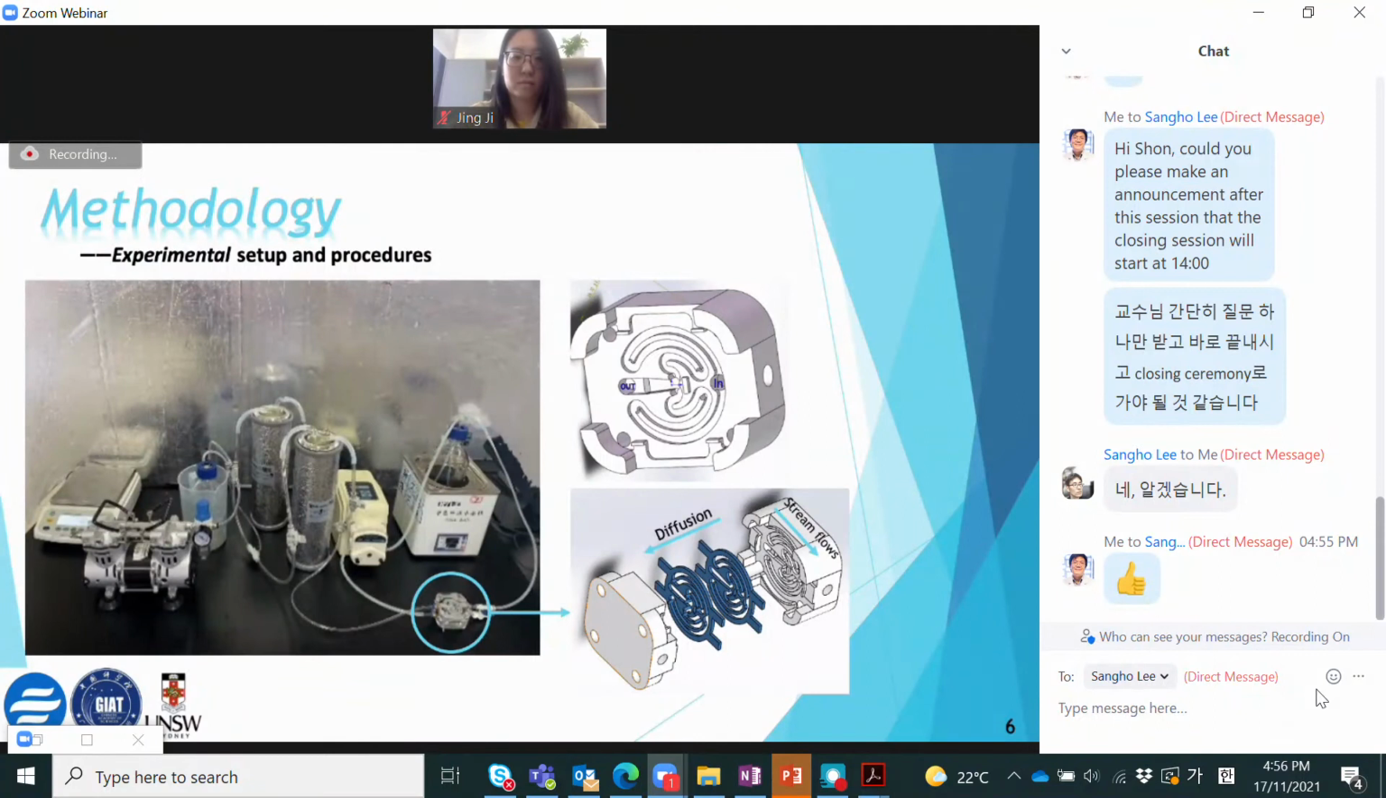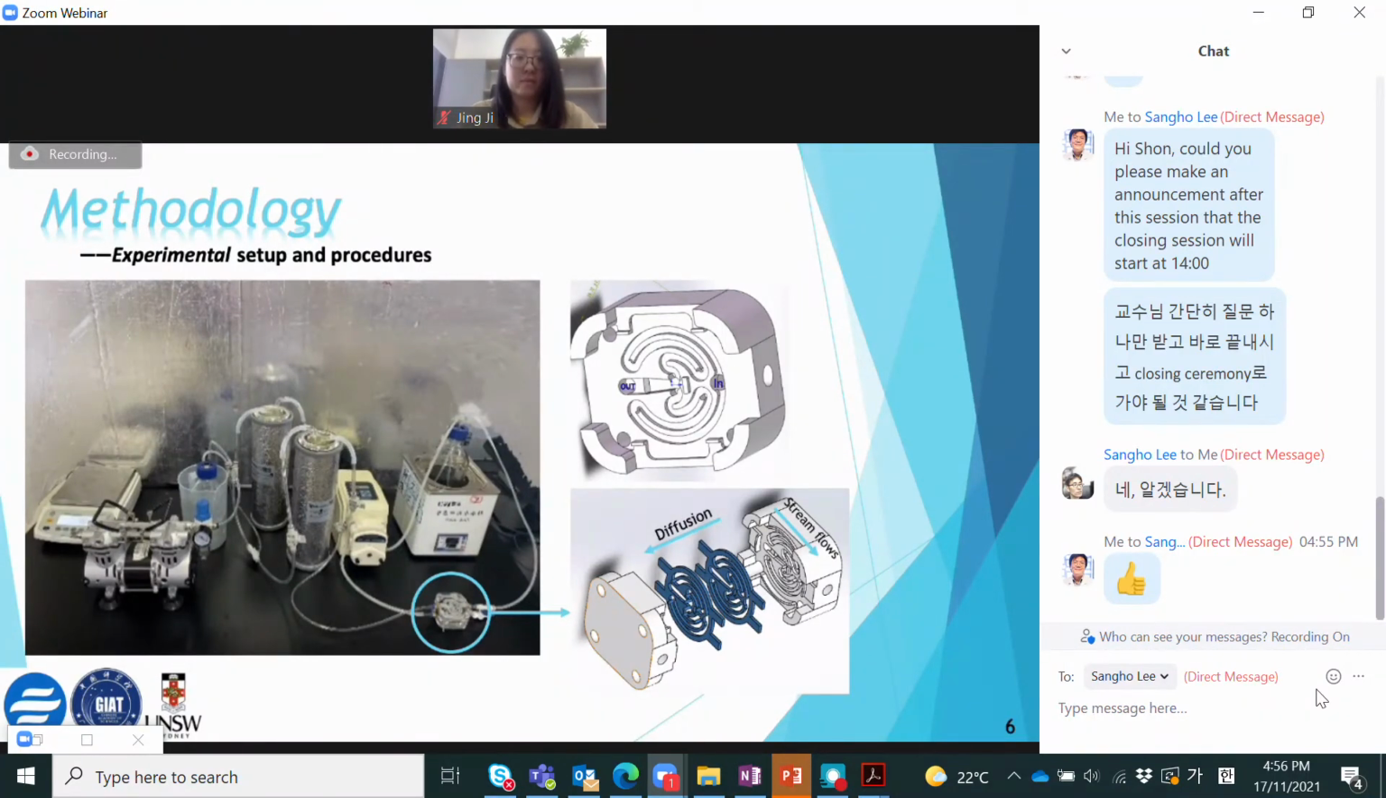This curvy mesh-like channel design is to maximize the contact area and contact time between the membrane and the feed solution. The vaporized ethanol will then permeate through the membrane under vacuum and condense in the cold trap, and this buffer bottle is just to protect the vacuum pump.